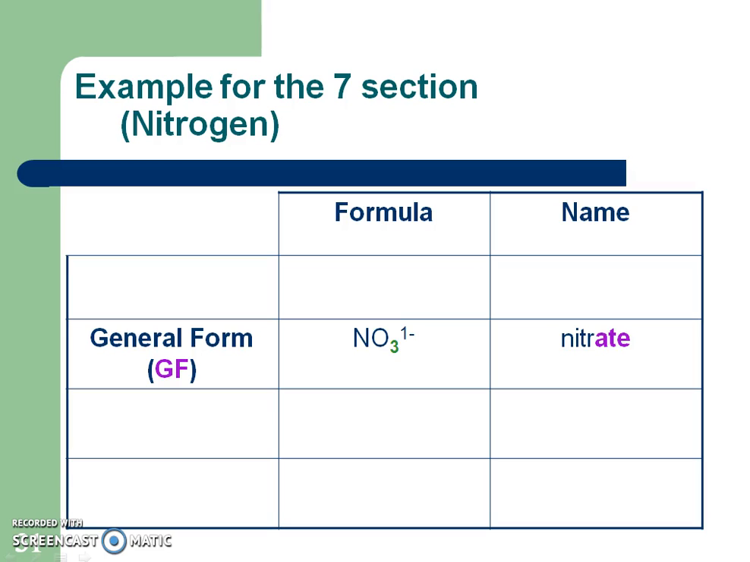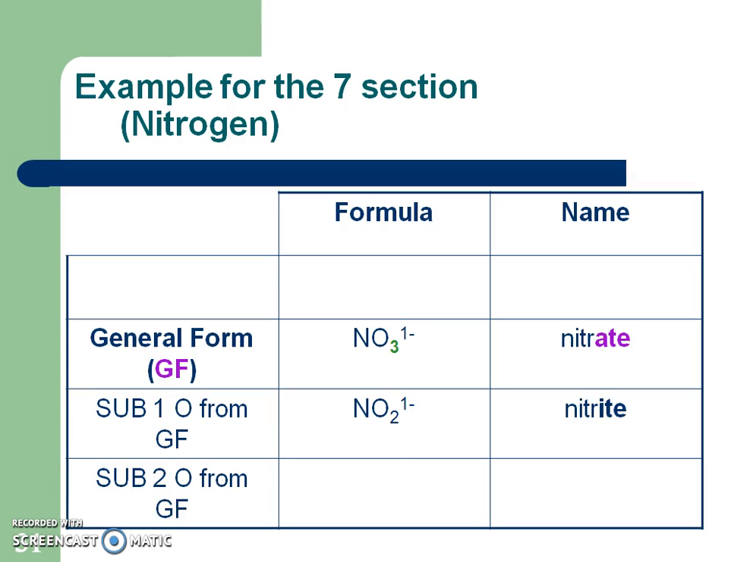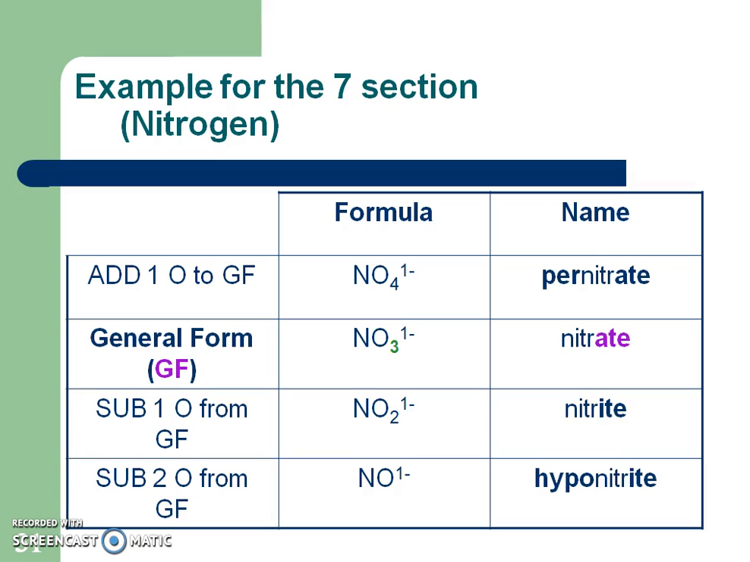If we take an example from the 7th section, same thing. General form now has 3 oxygens, NO3 -1, nitrate. We subtract 1, NO2 -1, nitrite. Subtract 2, NO -1, hyponitrite, and add an oxygen to the general form, NO4 -1, pernitrate.